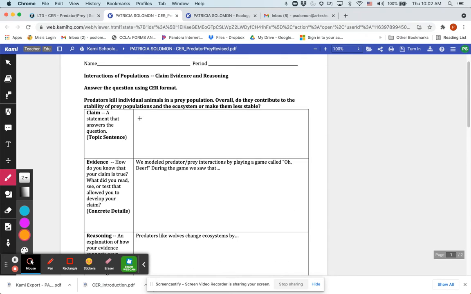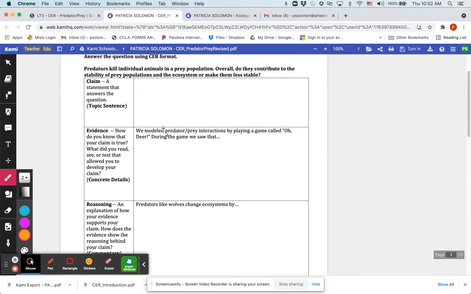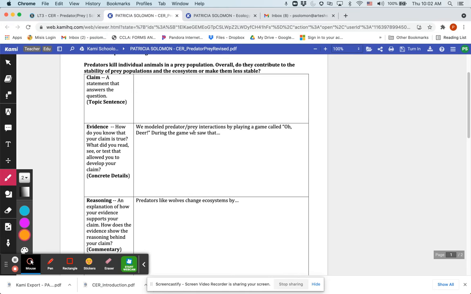So thinking about your claim, what did we do to prove that claim? Like, what made you say that? We modeled predator-prey interactions by playing a game called Oh Deer. That's what we did. During the game, we saw that what? This is where you're going to talk about what happened with the deer population before the wolves were added, and then what happened after the wolves were added.